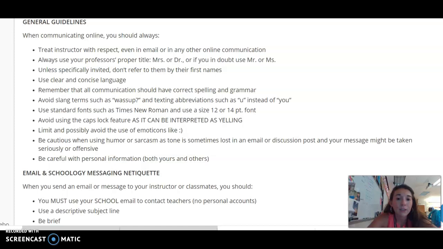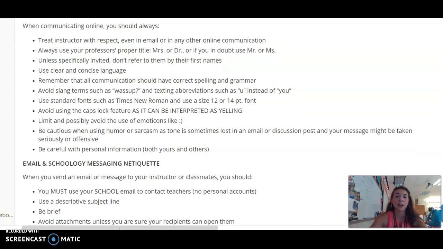Be cautious when using humor or sarcasm, as tone is sometimes lost in emails or discussion posts, and your message might be taken seriously or as offensive. Be careful with personal information, both yours and others'. So those are just some general guidelines.